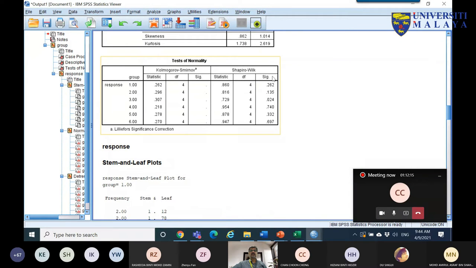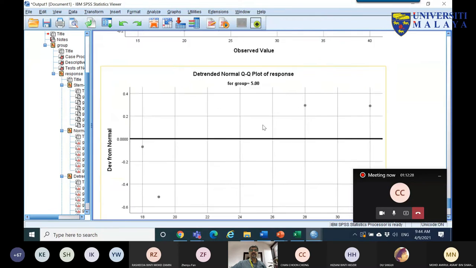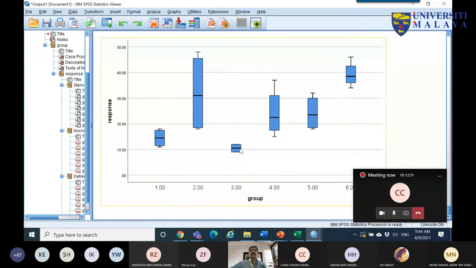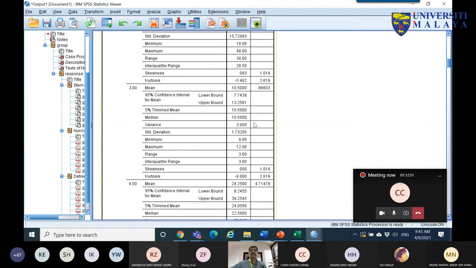Look at here. According to the Shapiro-Wilk, all the p-values except number 3 are not statistically significant. So number 3, we probably have outliers. We go here. Yeah, number 3, the range, there is no variation, Q1 and Q2 and Q3 are the same, Q3 and Q4 also the same. So that's why the range of data is very limited. But still, we can ignore it if the skewness and kurtosis are acceptable.